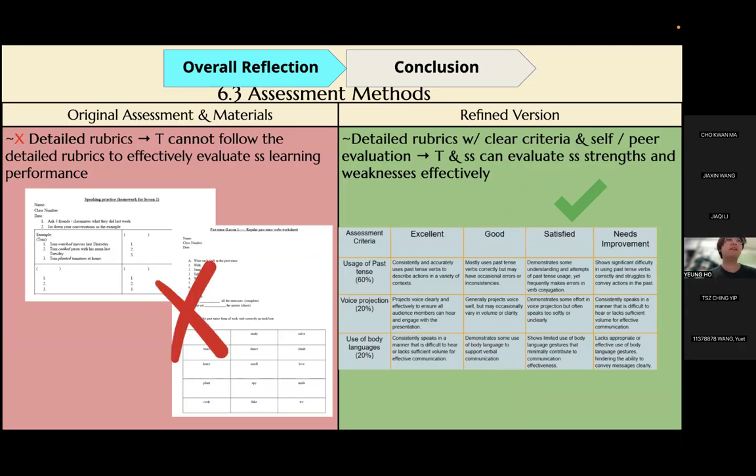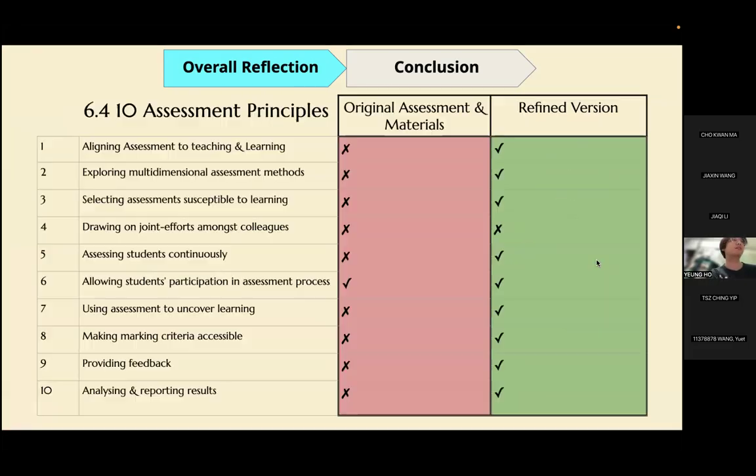So for the assessment methods, we didn't have detailed rubrics, so teachers could not follow detailed rubrics to evaluate students' learning performance. And right now, we have detailed rubrics with clear criteria and self and peer evaluation, so students and teachers can both evaluate students' strengths and weaknesses effectively. Next slide, please.